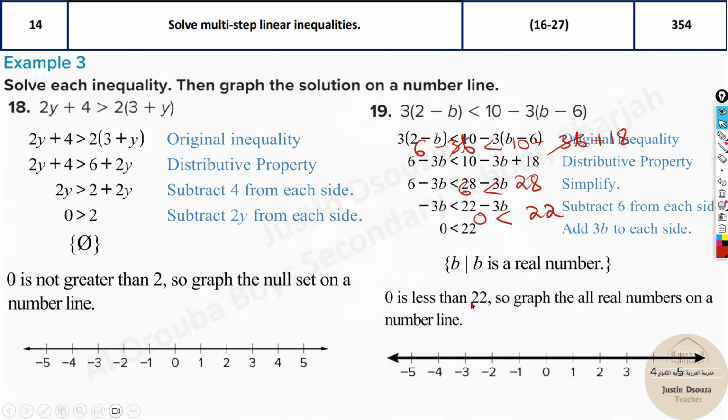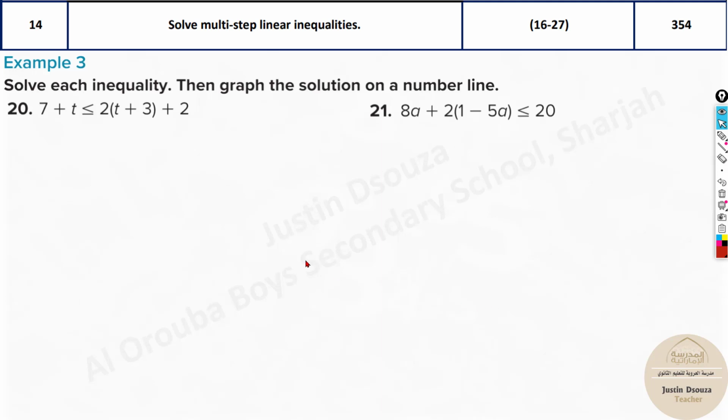So 0 is less than 22. So graph all real numbers, because all possible answers are true. That's it. But if the inequality is wrong, such as 0 greater than 2, which is incorrect, since 0 is less than 2, then in this case there is no solution, whereas in this case, which is true, there are all solutions. Now let's quickly try these. I wanted to show you in the calculator.